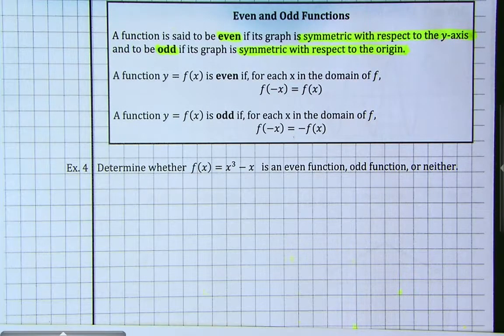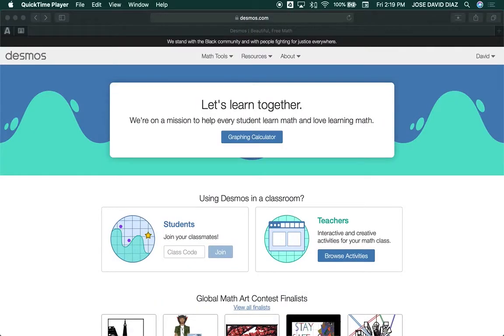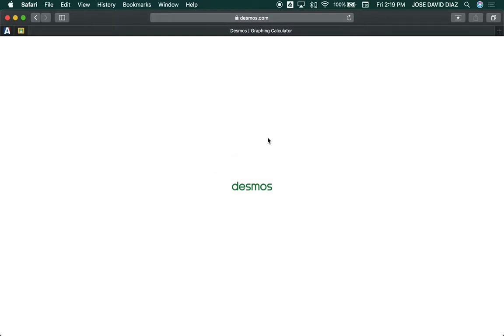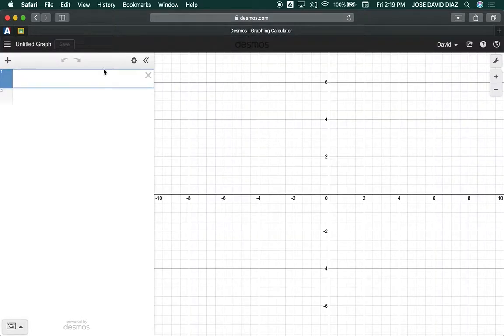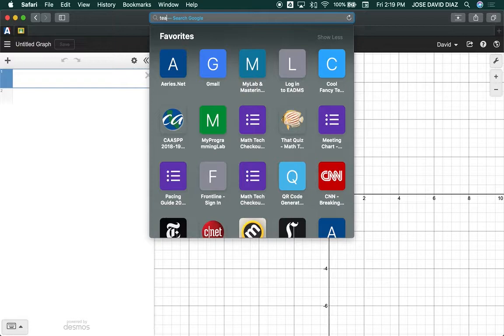So let's go into Desmos. I'm going to start my graphing calculator. And if I want to type in a graph, actually, let me just go into a different one.